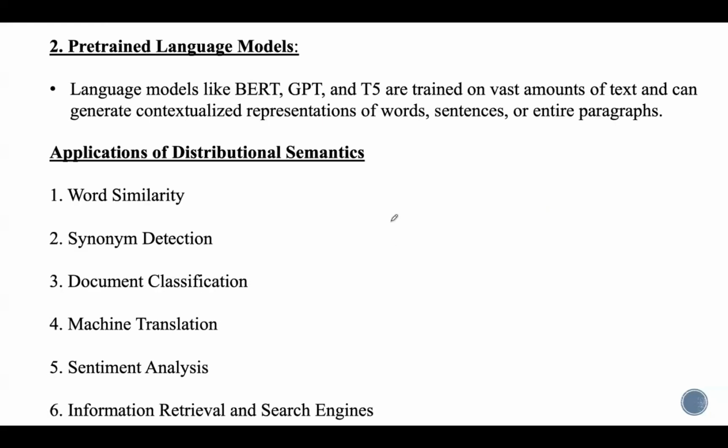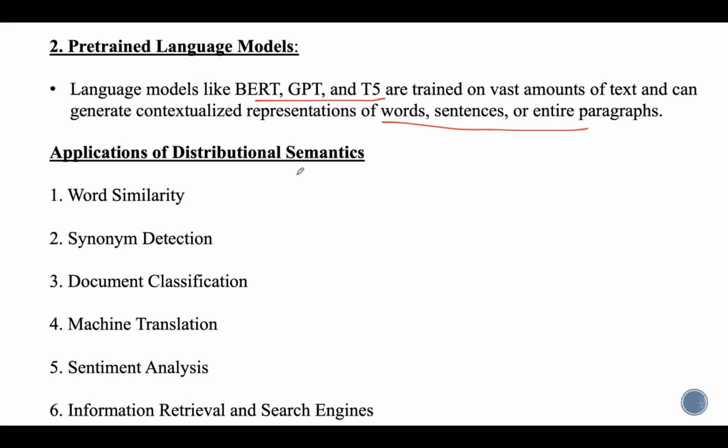Then pre-trained models. Models like BERT, GPT and T5 are trained on a huge amount of text, and they can generalize contextual representations of words, sentences or entire paragraphs. These models capture more meaning by considering the surrounding text, providing richer semantic representations than traditional distributional methods.